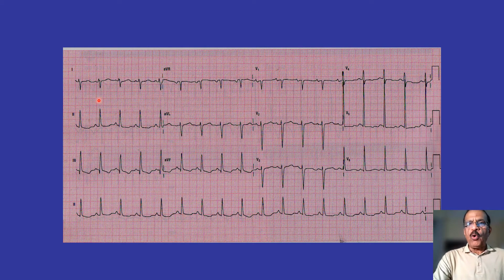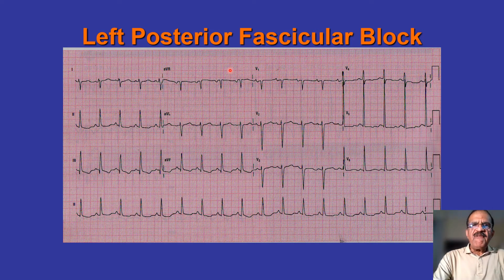And you all know the positive terminal of limb lead 1 is toward the left hand, that is 0. And if it is inverted, the axes are in the opposite direction. But we just do the exercise. This is left posterior fascicular block. And what are the criteria? How do we know that this is a left posterior fascicular block?